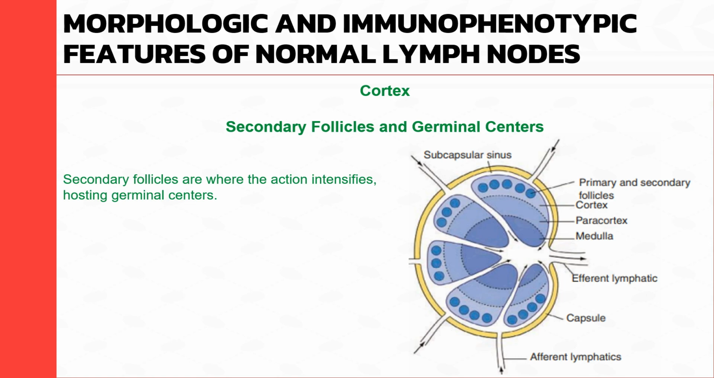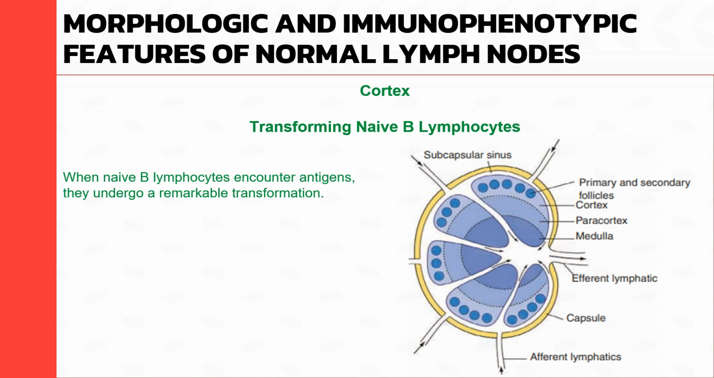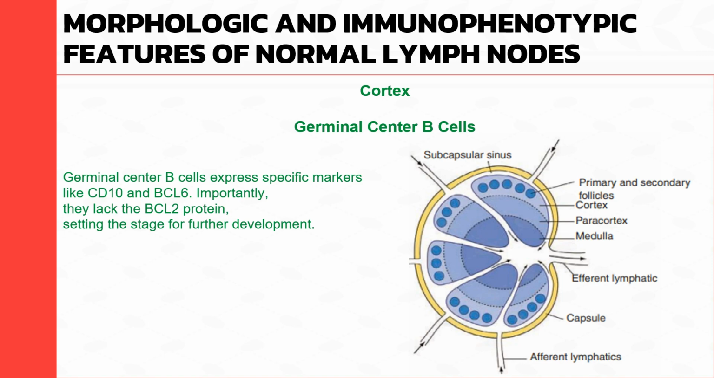Secondary follicles are where the action intensifies, hosting germinal centers. These centers are supported by intricate follicular dendritic cell meshworks, detectable with CD21 staining. When naive B lymphocytes encounter antigens, they undergo a remarkable transformation. They proliferate and differentiate into plasma cells and memory B cells. Germinal center B cells express specific markers like CD10 and BCL6. Importantly, they lack the BCL2 protein, setting the stage for further development.